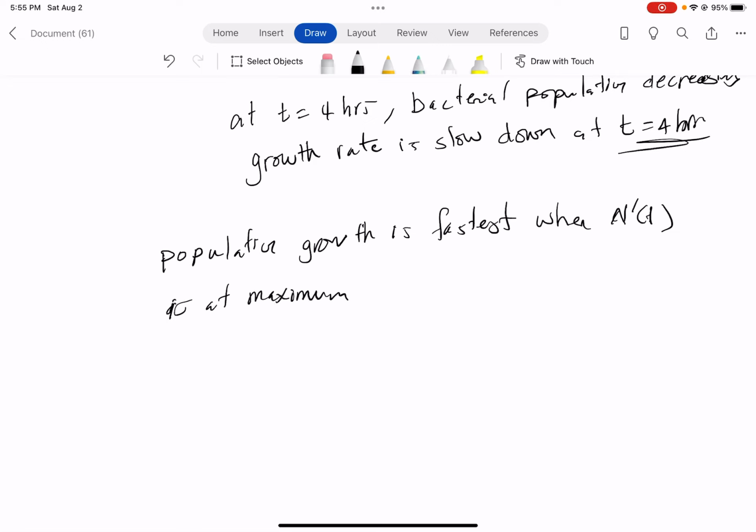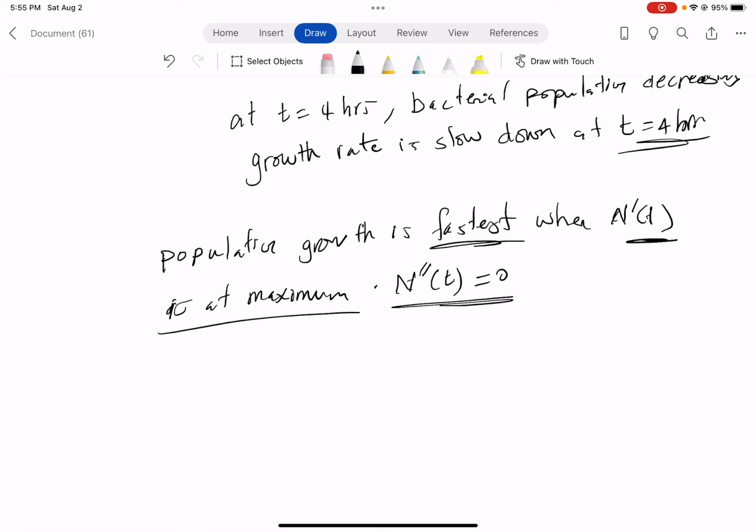Okay, and how could we find this n dash t at max? We need to find the second derivative. So if you want to find the fastest, you need to find the second derivative and make it equal to 0 to find the time. And when the second derivative is equal to 0, it's going to go from negative to positive, or from positive to negative. This is where the population growth is fastest.